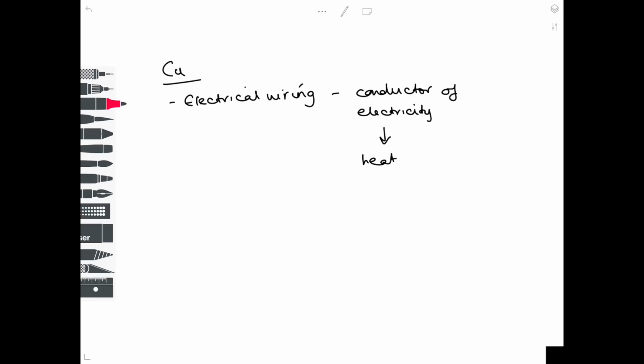Now copper. Copper is commonly used in electrical wiring, and that's because it's an excellent conductor of electricity. Coupled with that is its ability to conduct heat, which means it can be used to produce cooking pots and pans, so saucepans.